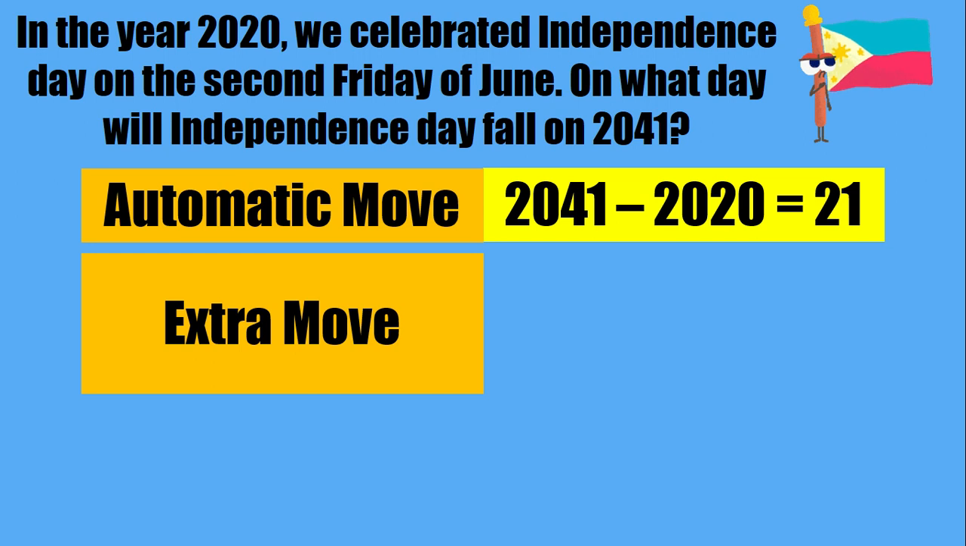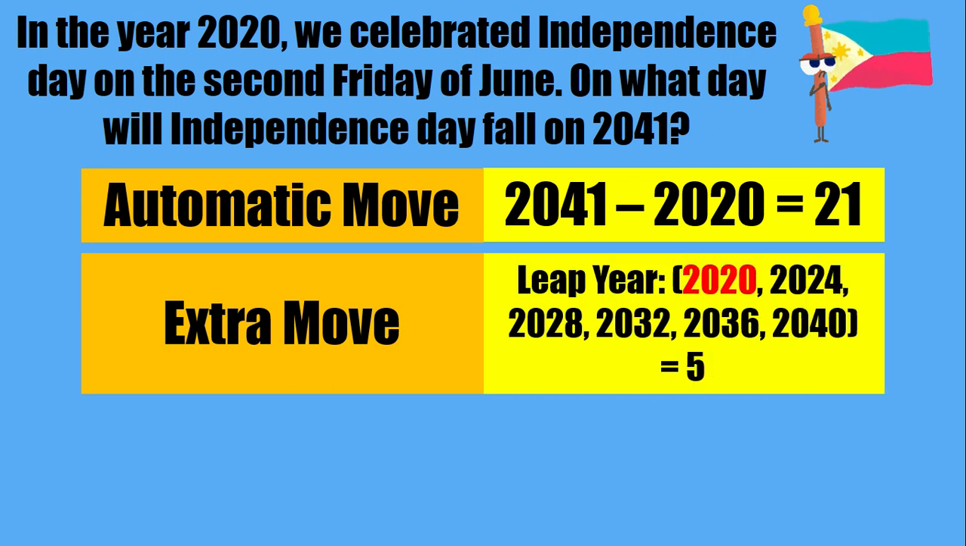So obviously, we need to consider the leap years from 2020 to 2041. What are those leap years? We have 2020, 2024, 2028, 2032, 2036, 2040. Again, 2020 is considered as our reference date. So therefore, we don't need to include this as an extra move. So let's just add this, 21 plus 5, that is 26.